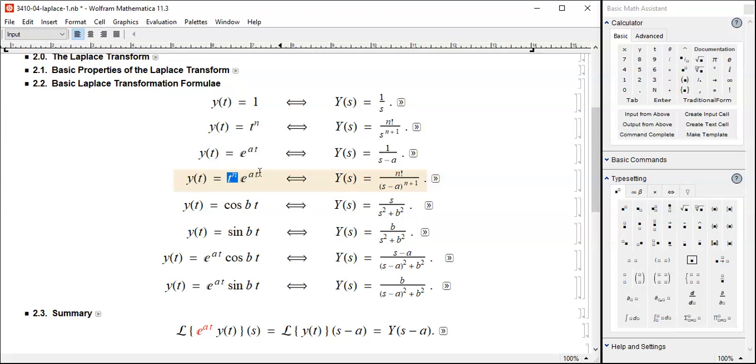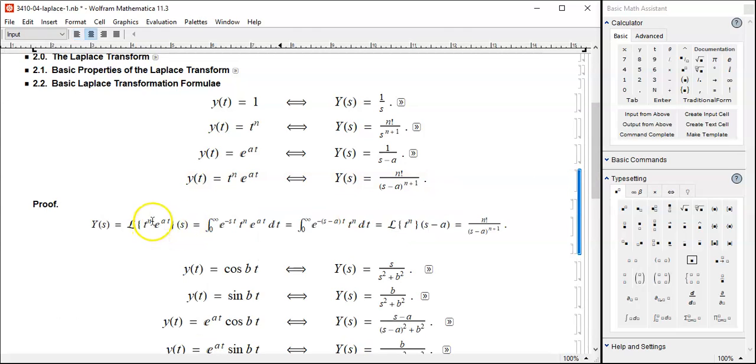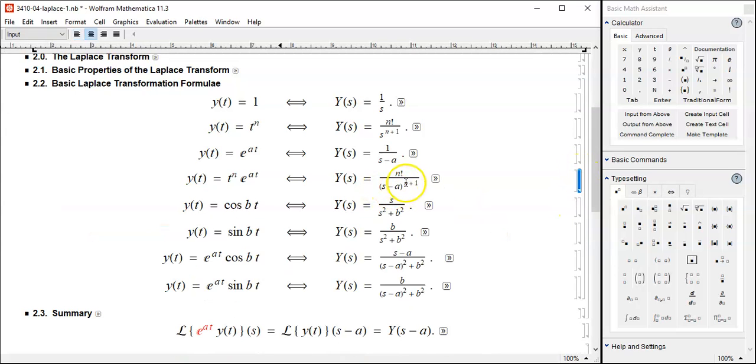Now t to the nth power times exponential. Hey, that's a translation. We exploited it before. In place of s, we have s minus a. So we have t to the nth power times the exponential. The exponential is creating the translation. That's what we have here. Now we have two more formulae here, which I'm postponing. And then let's go to these two.